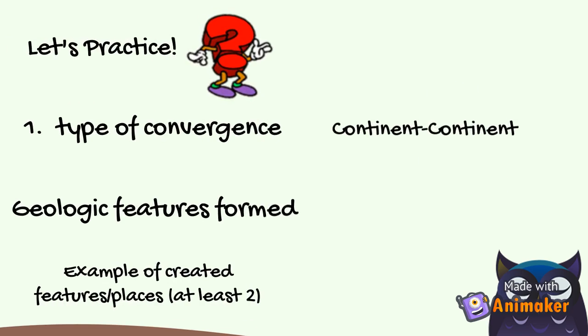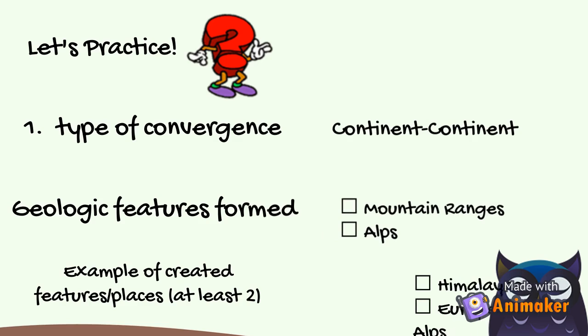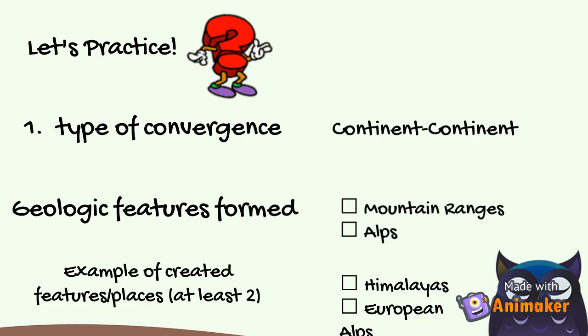This time, let us have practice exercise. Let us complete the following by identifying the geologic features and examples of created features or places for each convergence. For number 1, what geologic features are formed by continent-continent convergence? What do you think? The correct answers are mountain ranges and Alps. Very good. What about their examples? They are Himalayas and European Alps. That's right.